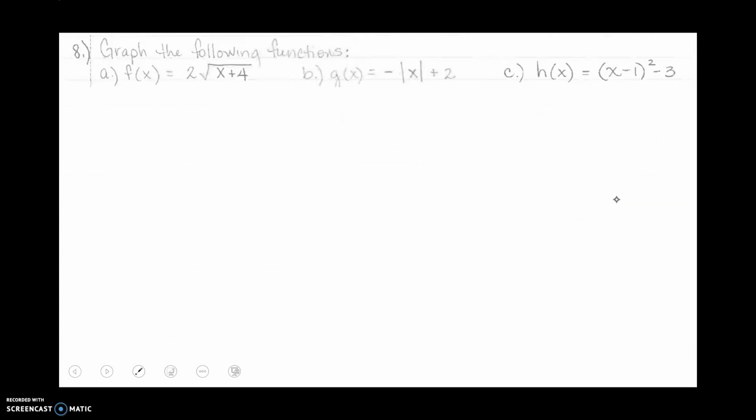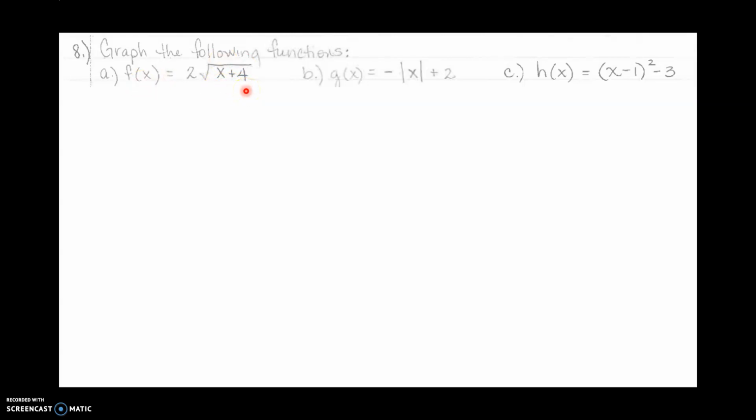All right, for number 8, we want to take our toolkit functions from section 2.3, and we want to horizontally shift them, vertically shift them, reflect them, and stretch and shrink them. Okay, so remember that when you have a value that is attached to the x, that value cannot be subtracted over to the other side. It's stuck to the x.